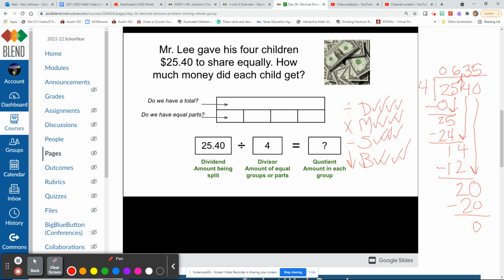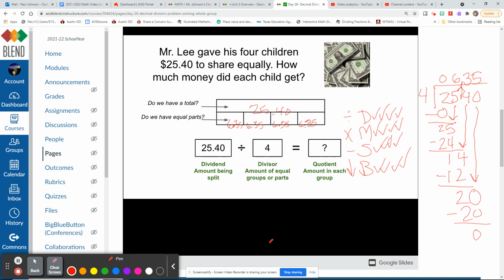So $6.35 would be in each group. And altogether it would be $25.40. All right. So moving on, I think.